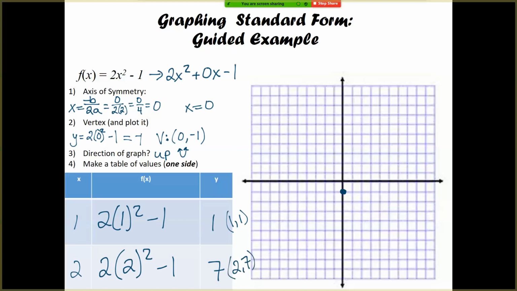So I plugged in 1 and 2, and when I plugged in 1, I got 1. So the ordered pair (1, 1) was the next point that I graphed. And then for the second point, I plugged in 2 and got 7. So the next point would be (2, 7). Then I'm going to draw in my axis of symmetry, which is actually right along the y-axis.